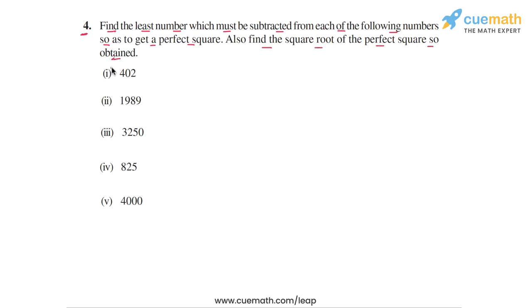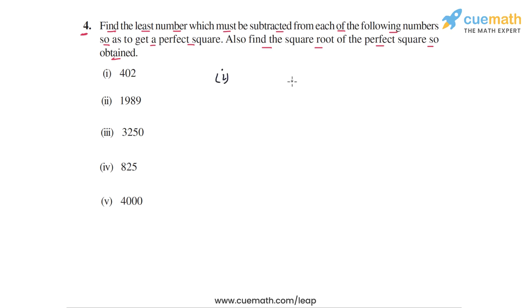So what we will do in each case is that we will apply the division method of finding the square root, and we will obtain a non-zero remainder because each number is not a perfect square. That non-zero remainder is the number that we can subtract from the original number to get a perfect square. So this is what we are going to do. So let's start with the first part.